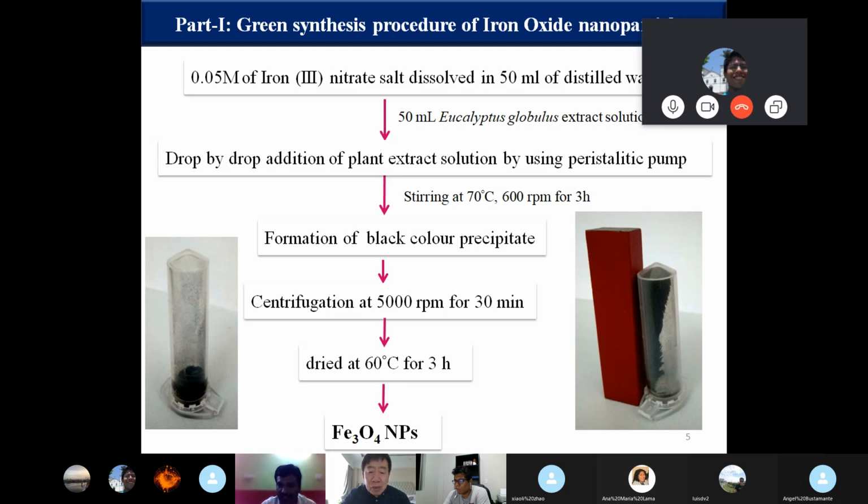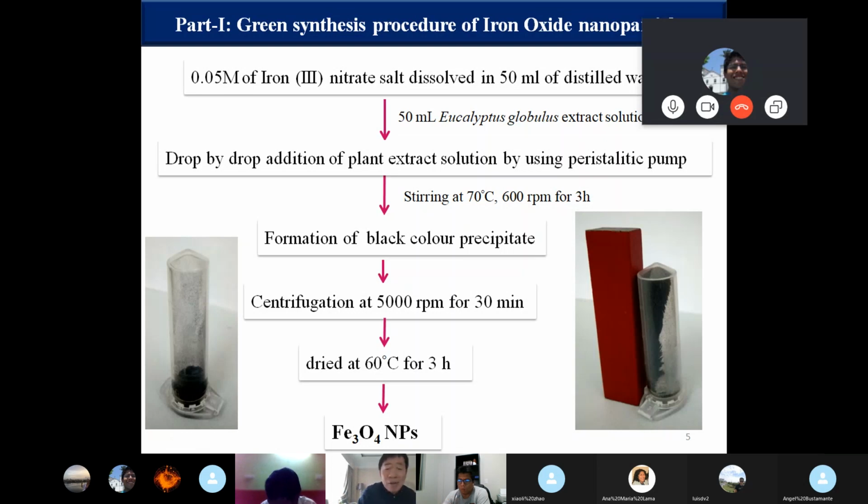Yes, thank you, sir. What is the magnetic property of this magnetite nanoparticle? Maybe Luis can also comment on this. I will refer to that, sir. I didn't check the magnetic property yet. We only confirmed whether it is magnetic or not with a magnet. Definitely, I will do that.